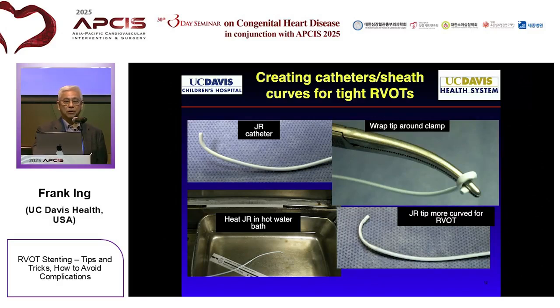This isn't a JR catheter. You can see that changes. And this curve can help you get around the outflow tract and get the wire in the right position. Otherwise, the wire goes superiorly, and you can actually perforate that way. So you got to pay attention to that.